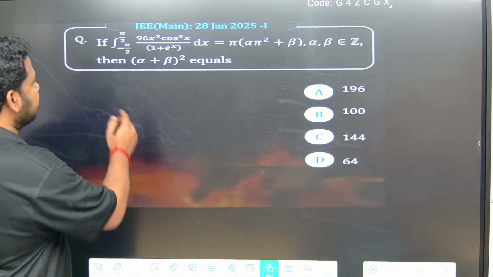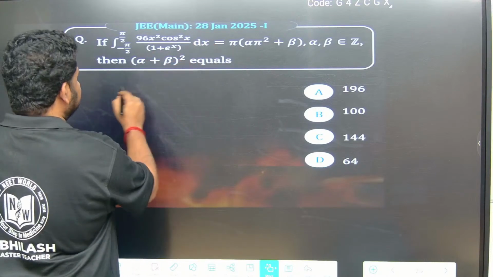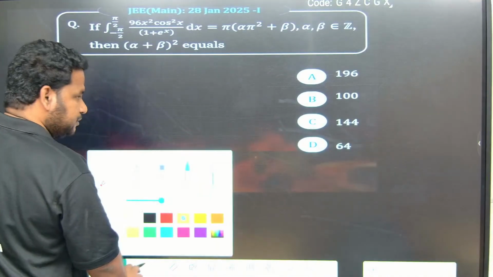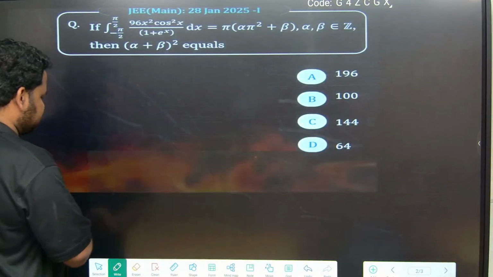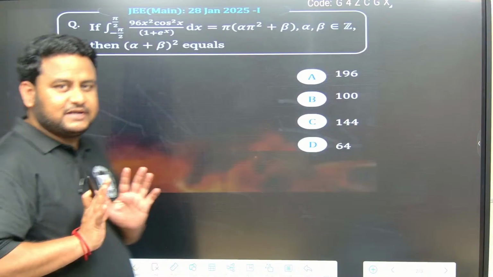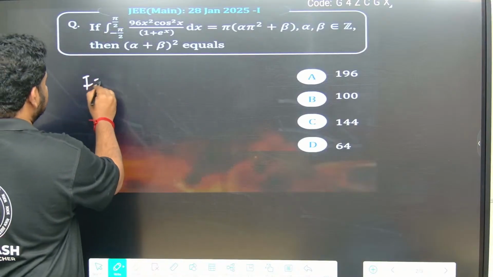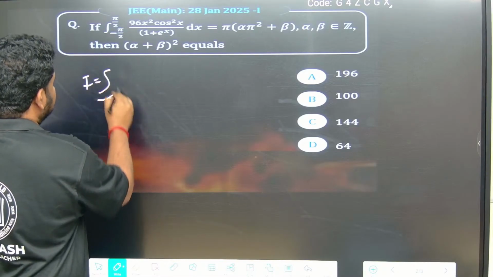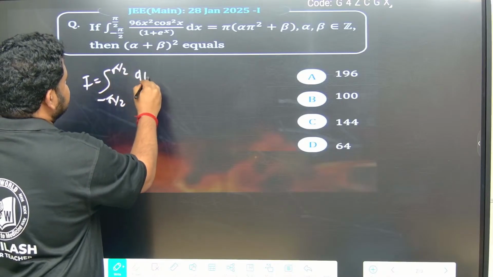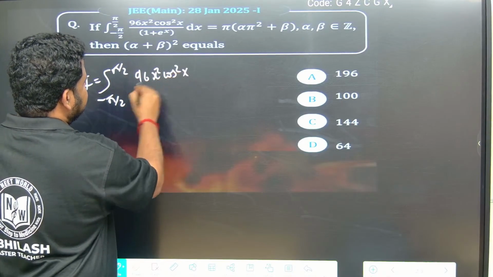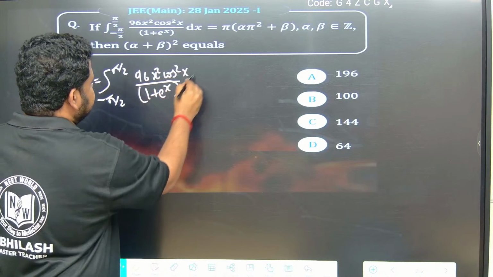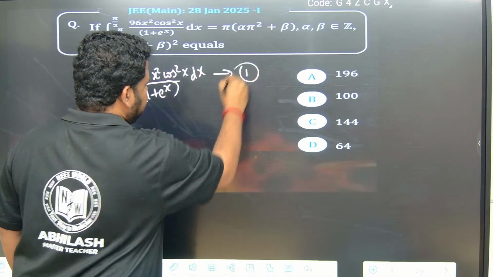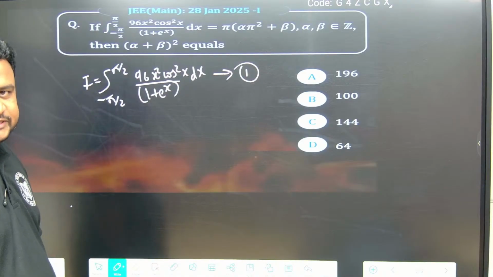So what I can do, first let me take I is equal to, so let me use our superstar formula, that is our King's rule. So what is that? I is equal to the integral from minus pi by 2 to pi by 2 of 96 x square cos square x by 1 plus e power x dx. Okay, this is what is given. Let us take it as it is. So let this be equation 1. If I apply my superstar formula, what will this become?